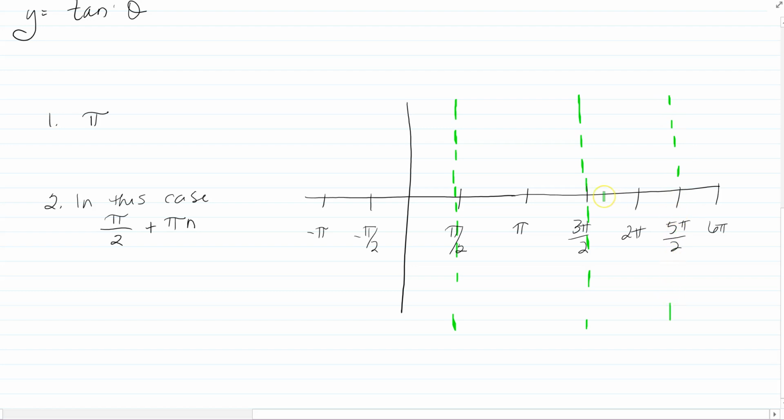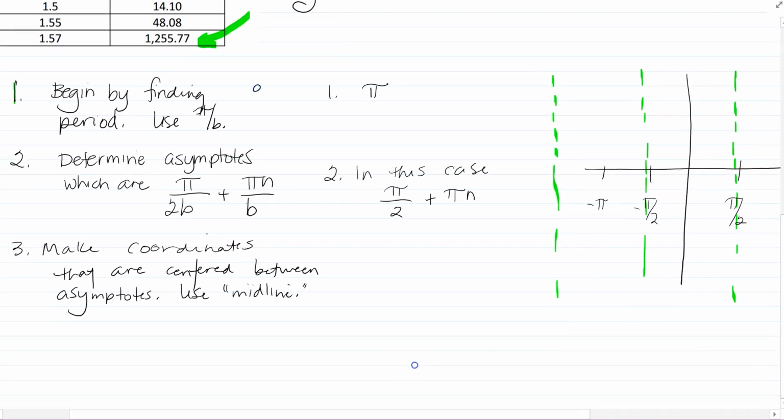So what happens on the tangent is that you kind of need to go on the other side as well a little bit. So if this was a nice graph, these would be equally spaced apart, but I didn't use graph paper. Let's do step 3. Okay, now you're going to make these coordinates that are centered between the asymptotes.